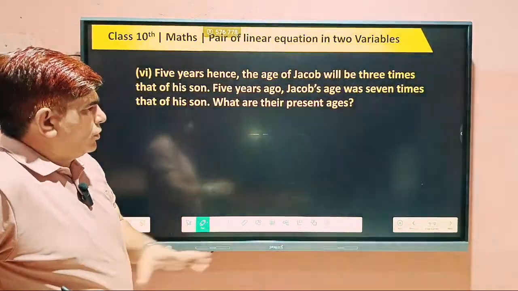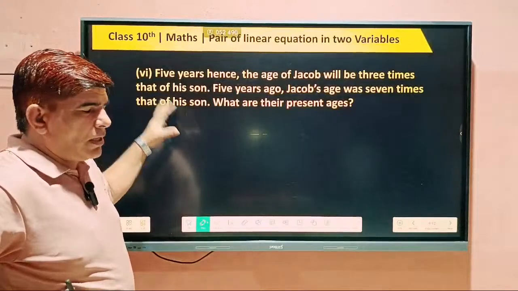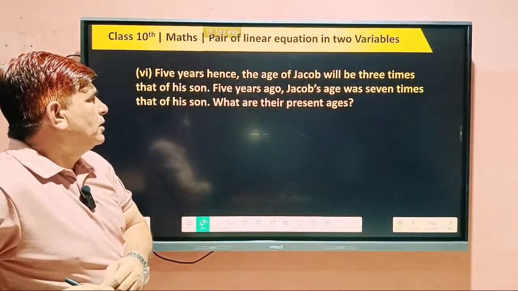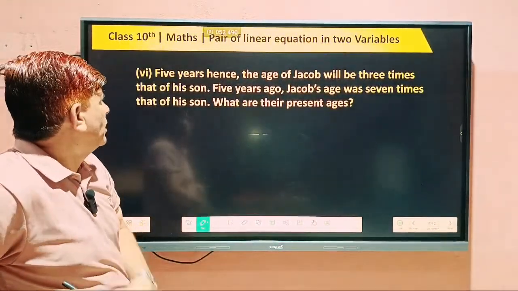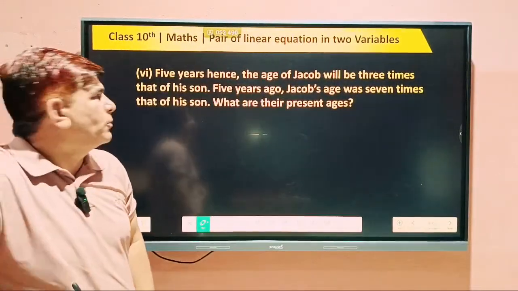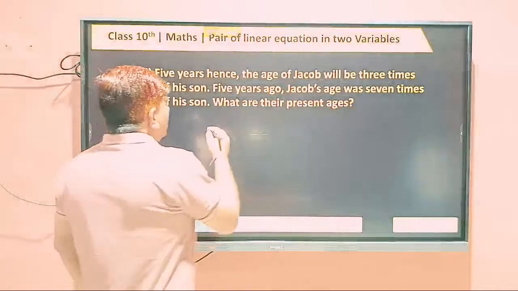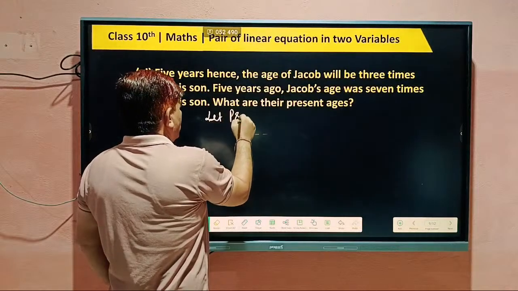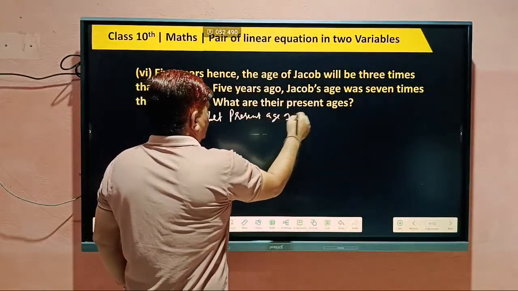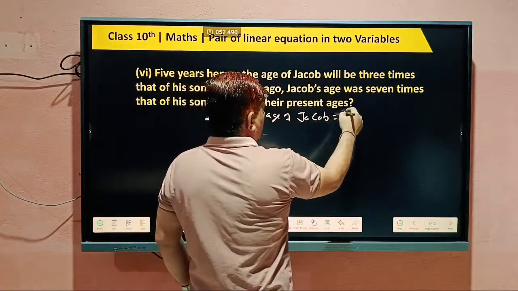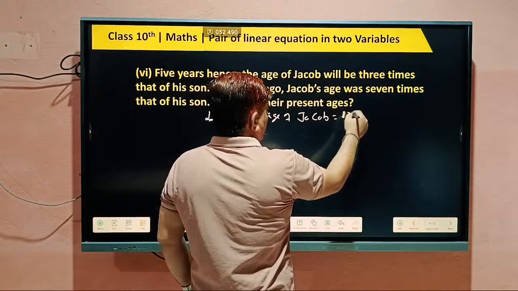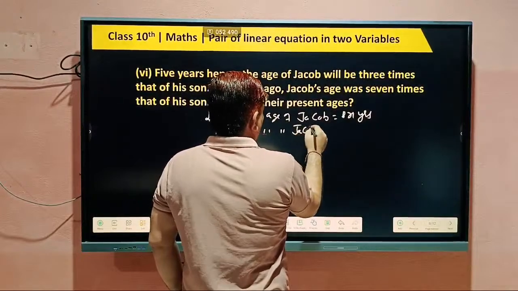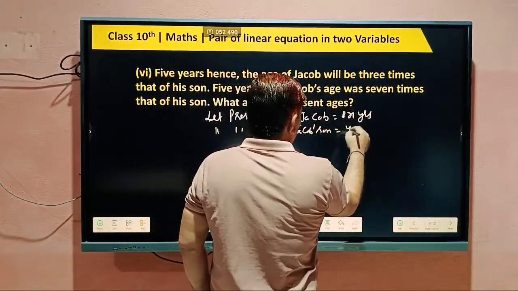One more question is given, sorry for that. It's the sixth part of this. 5 years hence, the age of Jacob will be 3 times that of his son. 5 years ago, Jacob's age was 7 times that of his son. What is their present age? So in this type of question, what do we have to do? Let the present age of Jacob be x years. Let the present age of Jacob's son be y years.